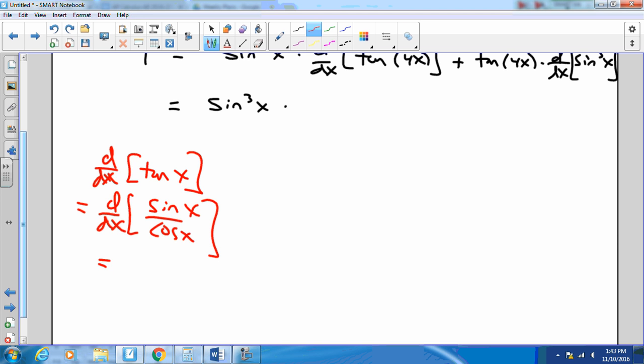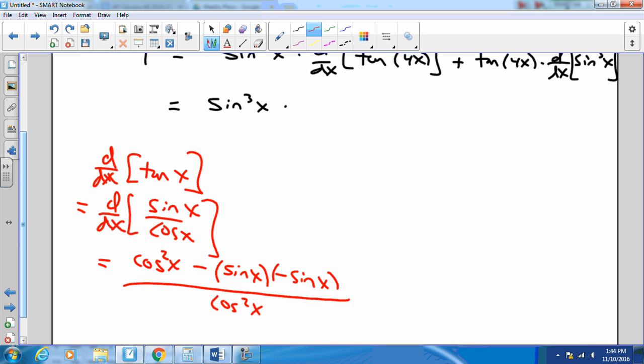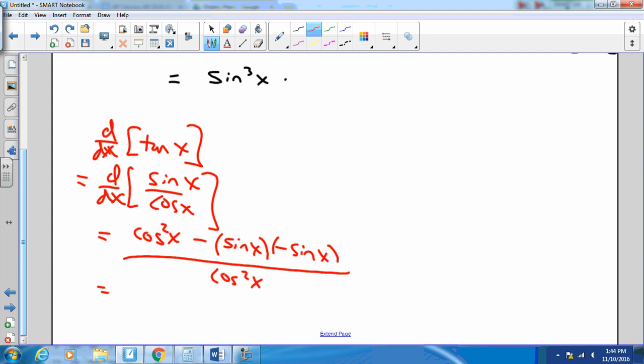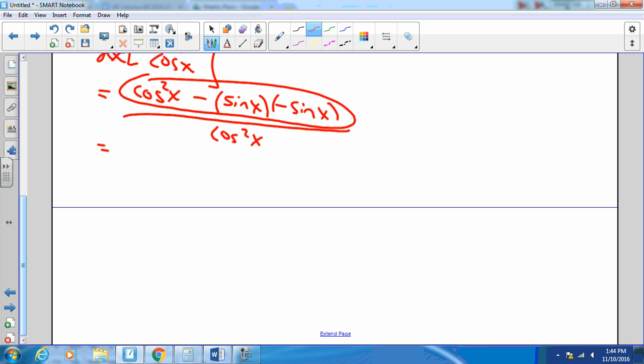Sine over cosine. Uh-huh. Low d high minus high d low, so cosine times the derivative of sine, minus sine times the derivative of cosine, over cosine squared. We can write that as cosine squared x plus sine squared x, over cosine squared x.